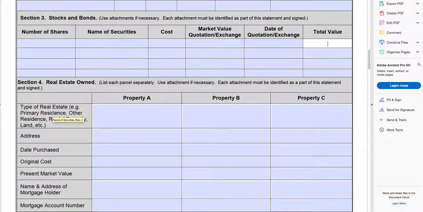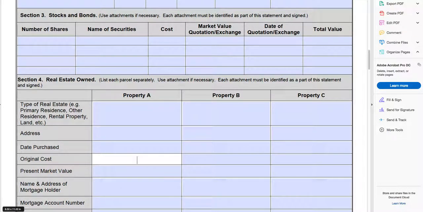Section 4 is really important. A lot of our lenders really love it if you own a primary home or other investment homes, and you want to input all that in here. So first you want to talk about the type of real estate, whether it's primary residence, other residence, or rental property, etc. The address of the property, the date of purchase, which should match the date on the mortgage bill of sale, the original cost of what you bought the property for, the present market value.